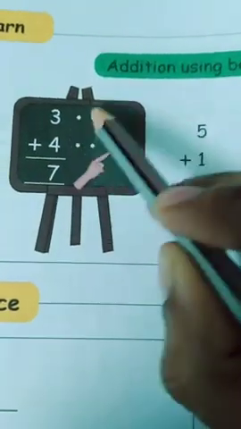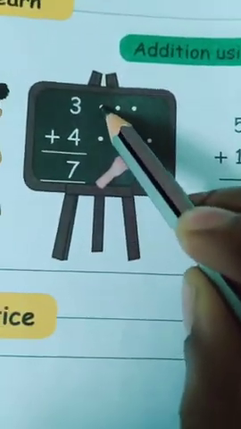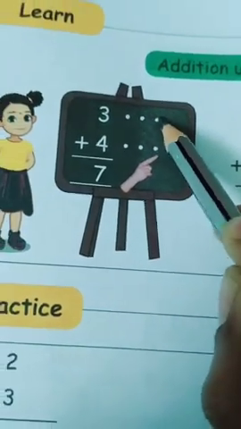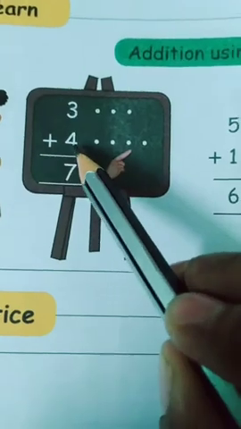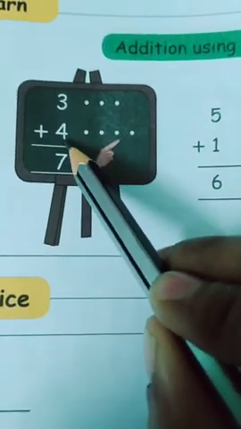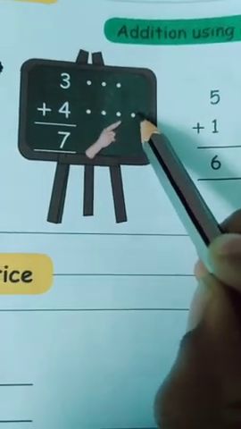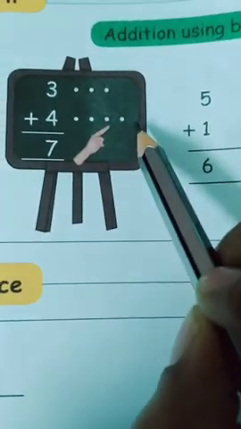3 plus 4. First we keep 3 dots. 1, 2, 3. Then 4 means we keep 4 dots. 1, 2, 3, 4.